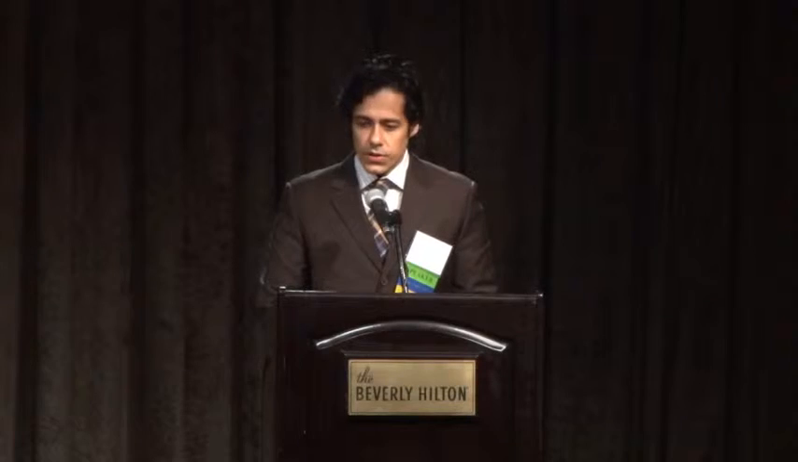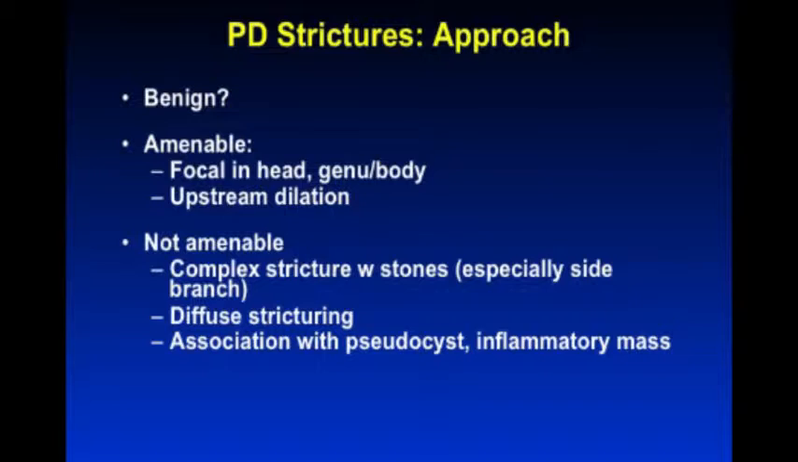So the approach to PD strictures. In general, the most important thing if you're looking at a PD stricture, whether you see it on an MRCP or a CT scan or an ERCP or an EUS, is: is it benign? Every time you look at it, ask yourself, is it benign? There's a high risk of occult malignancies, both adenocarcinoma and, frankly, IPMN masquerading as chronic pancreatitis. Amenable strictures are focal in the head or the neck, with associated upstream dilation. Complex strictures associated with a high stone burden, side branch strictures, diffuse stricturing of the gland, or some other associated complications may not be the best to attack.